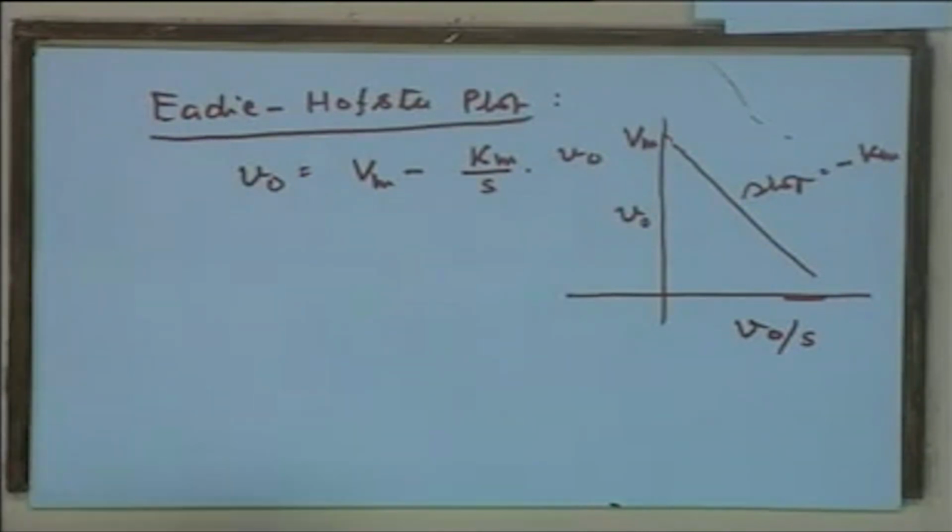Now in all the three linear plots which I discussed, that is the Lineweaver-Burk plot, the Eadie-Hofstee plot, as well as the Hanes plot, again there is one limitation which has been noticed.